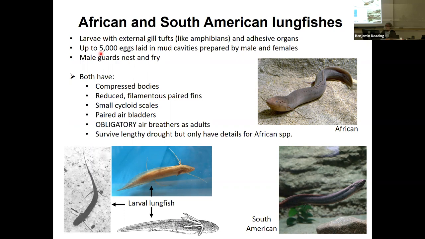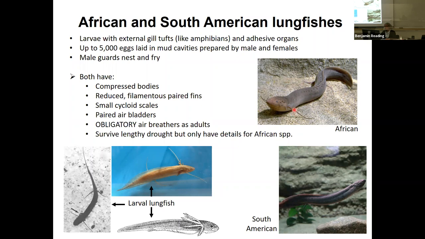They can lay up to 5,000 eggs in mud cavities that are dug primarily by the males. The females will then come around and spawn in those nests, and then the males will guard the nest and then the larvae like this. They have compressed bodies, so a long eel-like body. Small cycloid scales, to the point where if you feel these things, it almost feels like skin. And so they don't have the heavy armor that the Australian lungfish has.